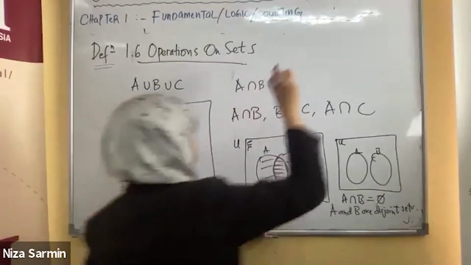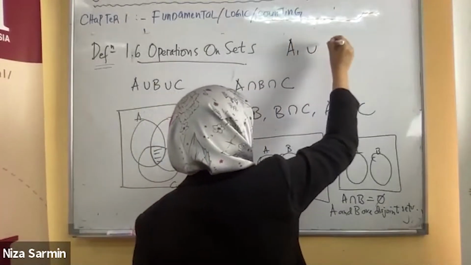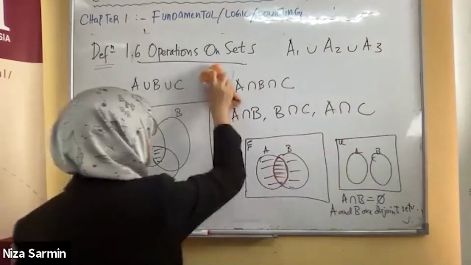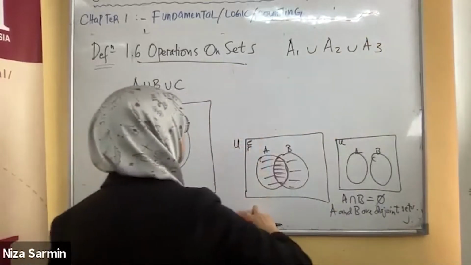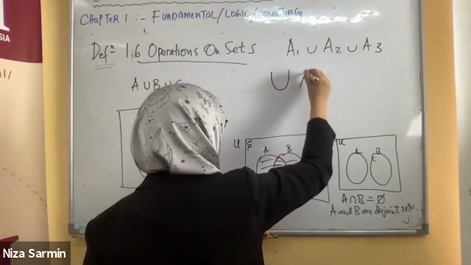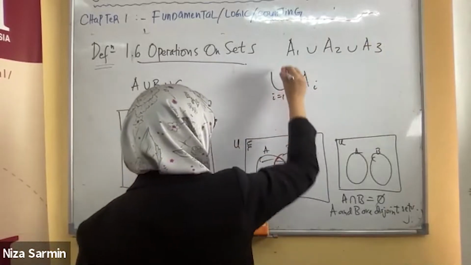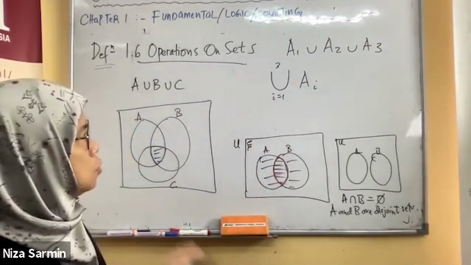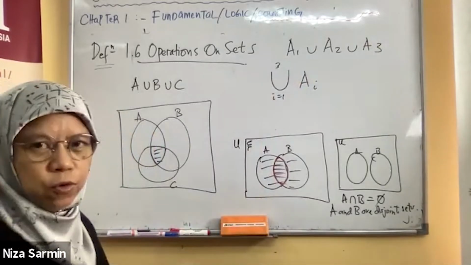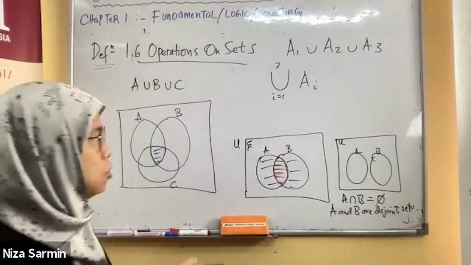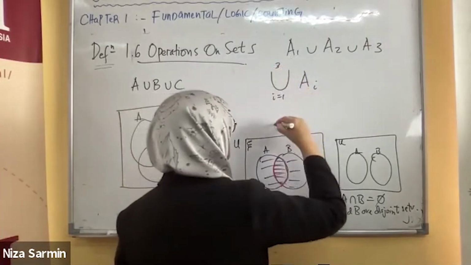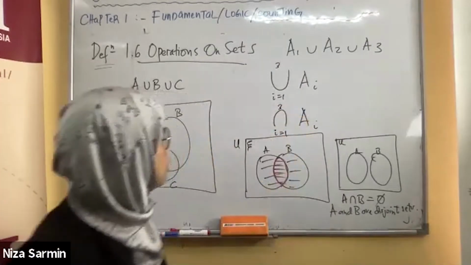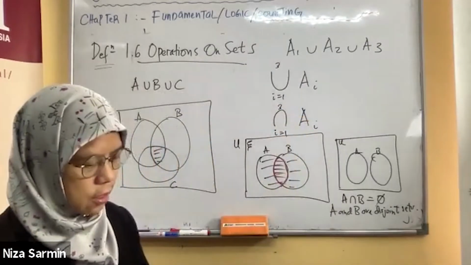And if you write A1 union A2 union A3, you can write this as union of Ai, i from 1 to 3. Because the union, right? So A1 union A2 union A3. If you union dot dot dot An, you can put until An. The same thing for the intersection. A1 intersect A2 intersect A3.